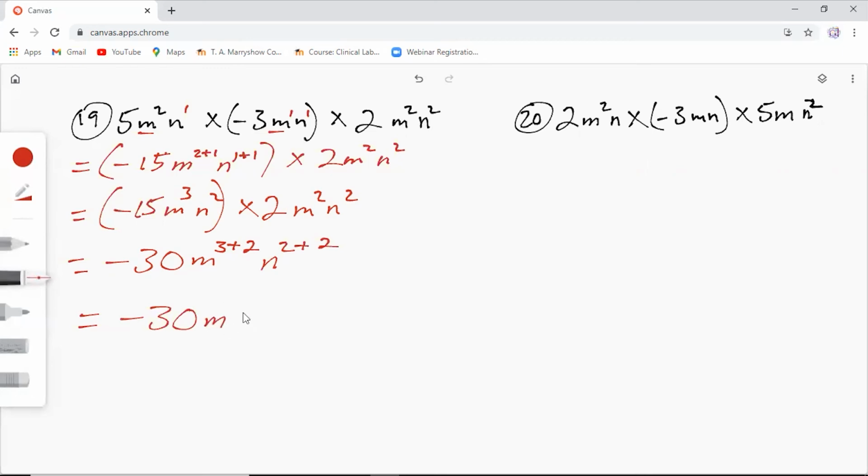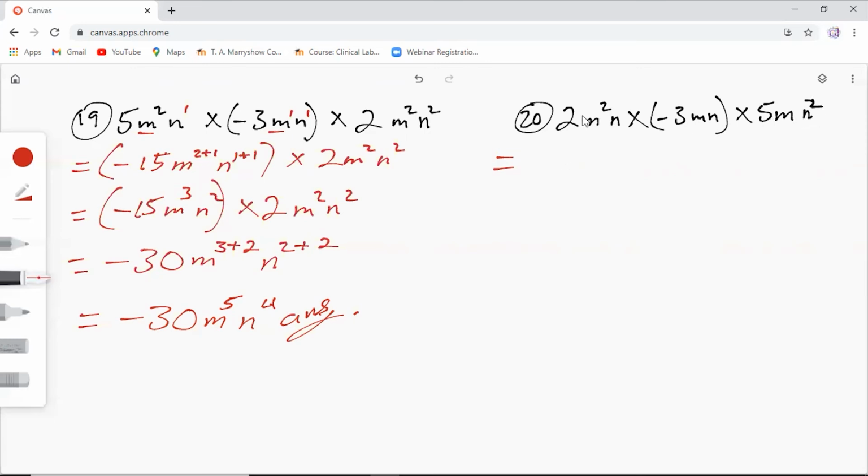So negative 30, m, 3 plus 2 is 5, so m to the power of 5, n, 2 plus 2 is 4, so that's n to the power of 4. And that's our final answer there: negative 30 m to the power of 5, n to the power of 4. Then for our final question, or question finale, if there is such a thing: 2m squared n times negative 3mn times 5mn squared.